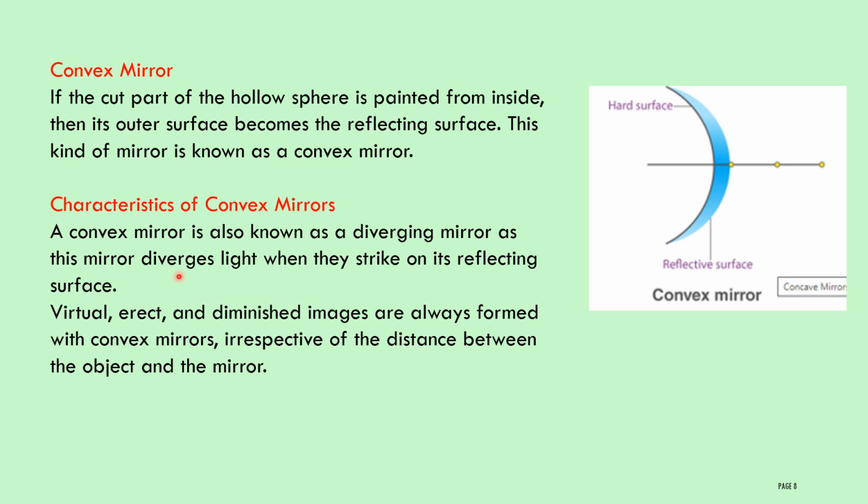Which type of image do you get here? The image is virtual, erect and diminished, always formed with a convex mirror, irrespective of the distance between the object and the mirror. In the case of a convex mirror, you will get a virtual, erect and diminished image. The image formed does not depend upon the position of the object and the mirror. This is the nature of a convex mirror.